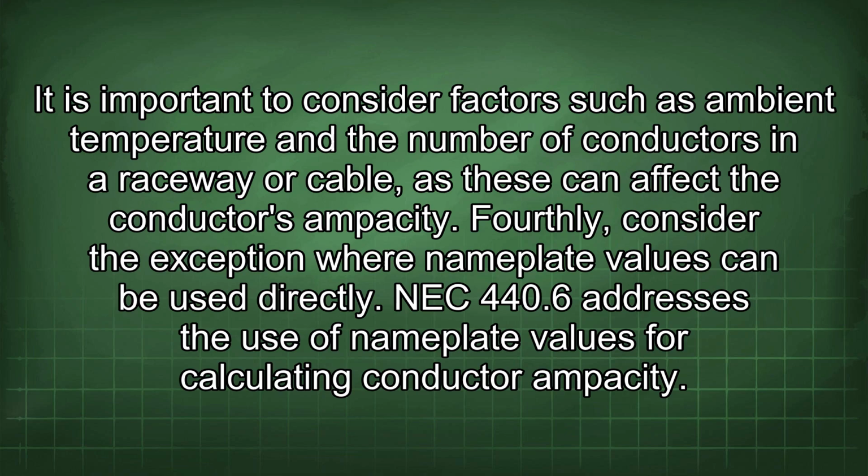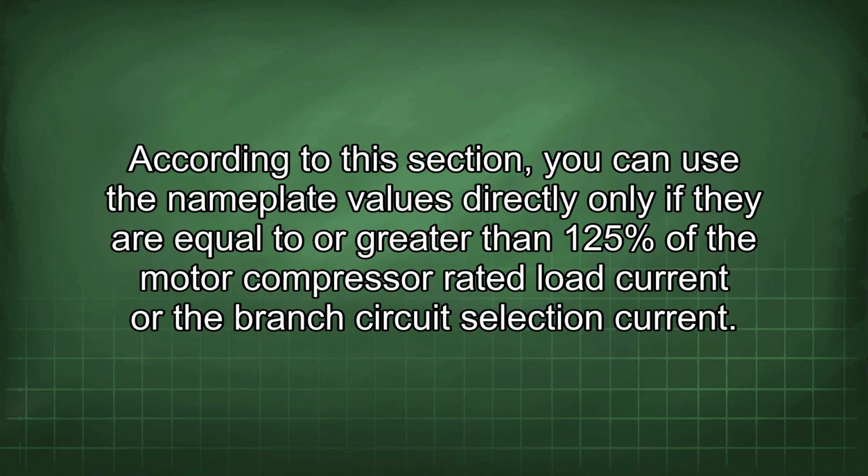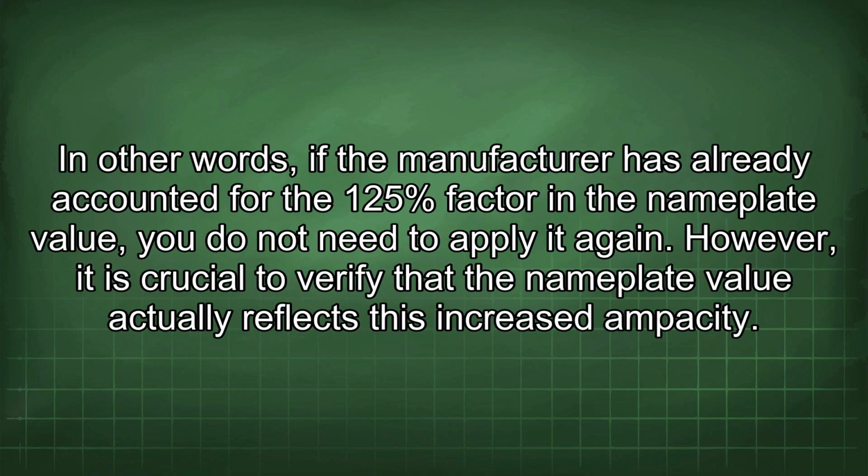Fourthly, consider the exception where nameplate values can be used directly. NEC 440.6 addresses the use of nameplate values for calculating conductor ampacity. According to this section, you can use the nameplate values directly only if they are equal to or greater than 125% of the motor compressor rated load current or the branch circuit selection current. In other words, if the manufacturer has already accounted for the 125% factor in the nameplate value, you do not need to apply it again. However, it is crucial to verify that the nameplate value actually reflects this increased ampacity.